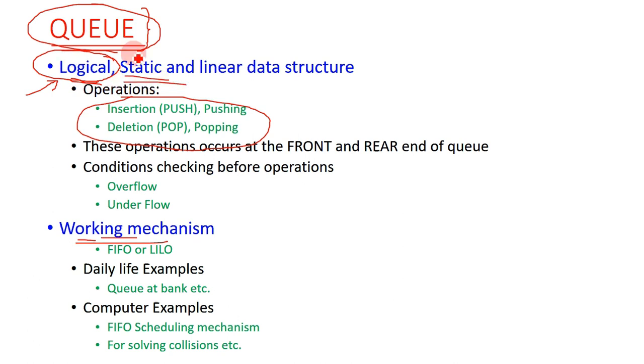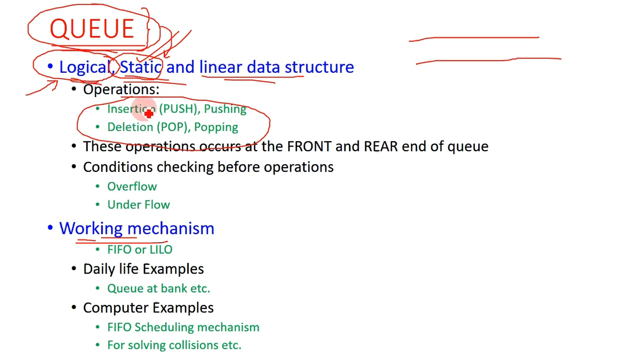And queue is a static data structure. When you implement queue by using array data structure, you cannot change the size of the queue. This is called the static data structure. And queue is a linear data structure. There is one preceding and one succeeding element from a specific element. Okay, so this data structure is called queue data structure. Queue is a logical, static and linear data structure.